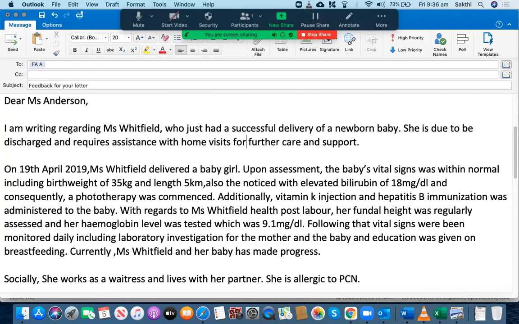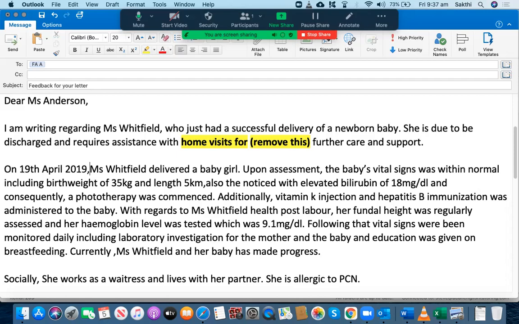Assistance with home visits. Here, I think she didn't understand the case notes properly. The home visits will be arranged by them. She doesn't need any assistance with the home visits, but she needs assistance with further care and support. Okay, that's what she needs. So in this case, it could have been removed. If she wishes to write this one, she could have mentioned it after that, from your home visits. If she could have also written from your home nurse. Okay, something like that.